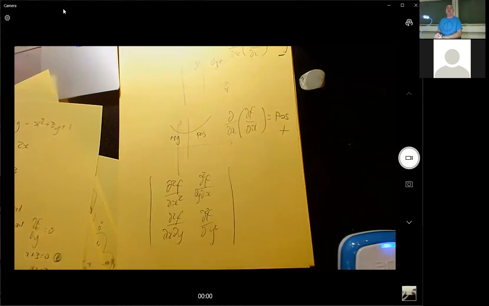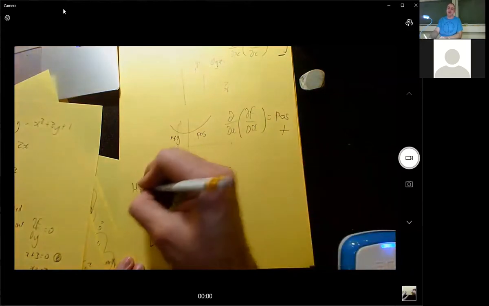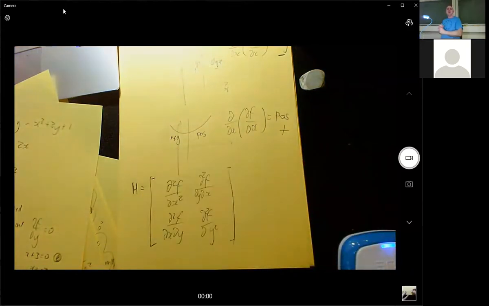This is the trick. This matrix here is called the Hessian Matrix. Hessian, I don't know how to pronounce it. This is the Hessian Matrix, and the determinant of that will tell me whether it is a local minimum or a local maximum, or, well, will tell me whether it's a local maximum in or a saddle point.